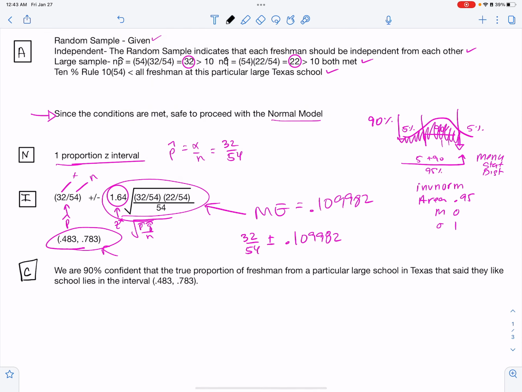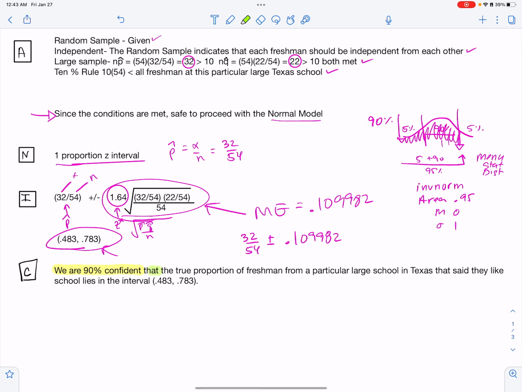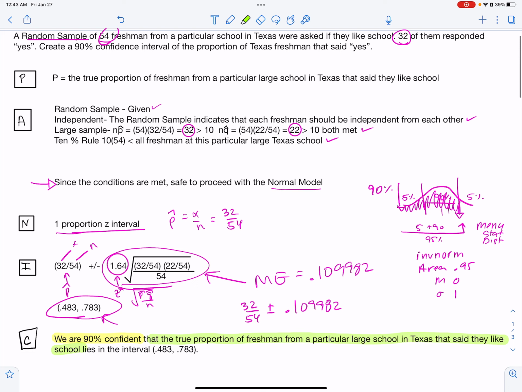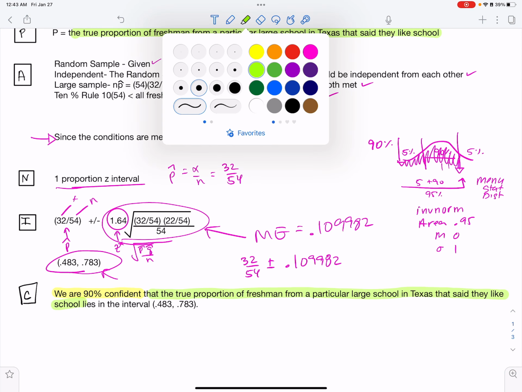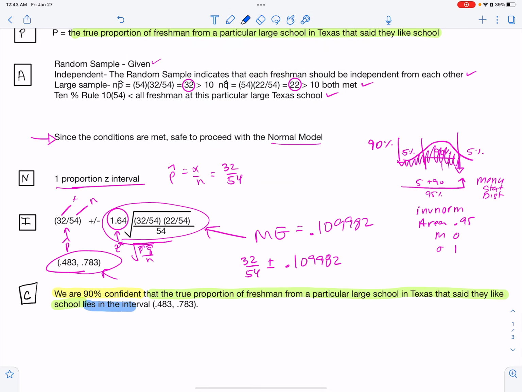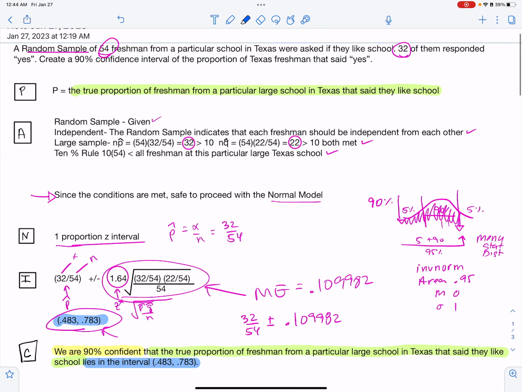The conclusion is we are 90% confident. So this here is just, look, we are 90% confident, part 1. This is truly the stem of the question. And then the last part you're going to write is lies in the interval right there. And of course that comes from here. And that's it. Okay, so I hope you did well on this.